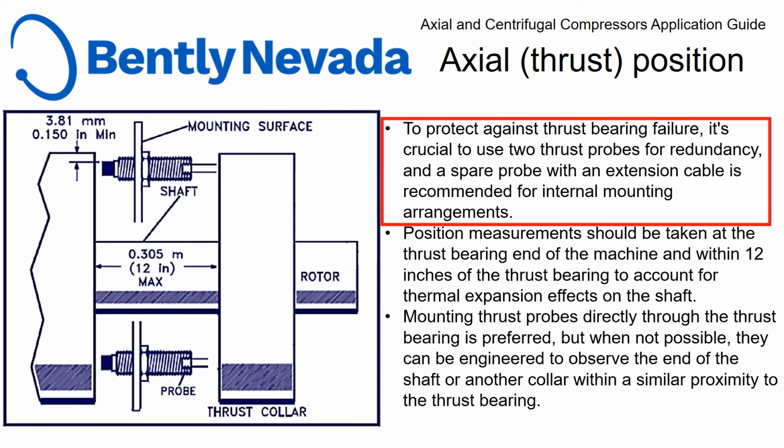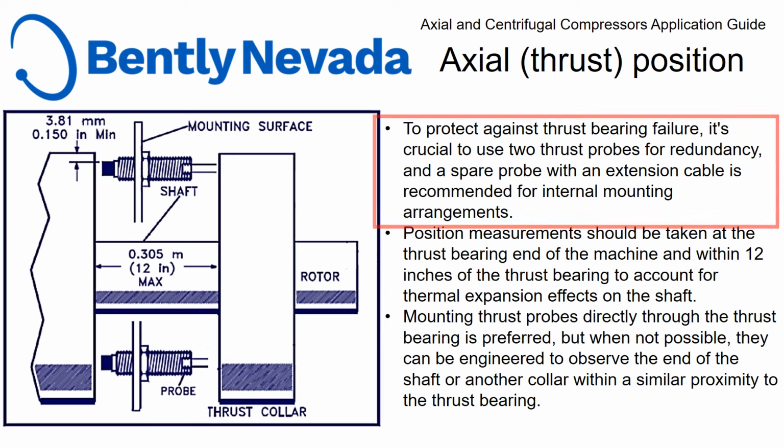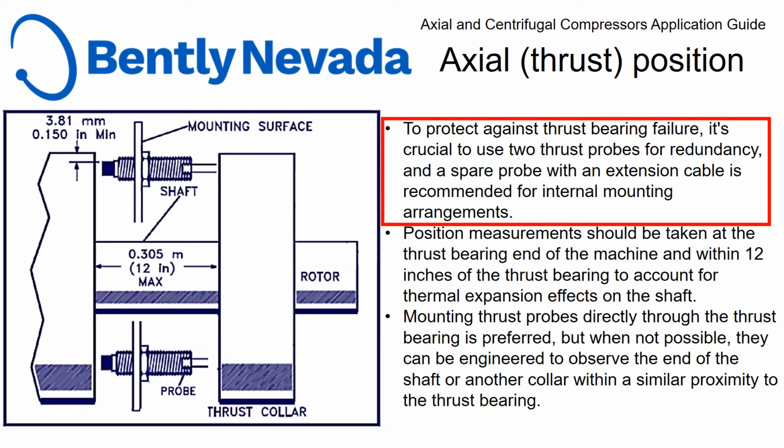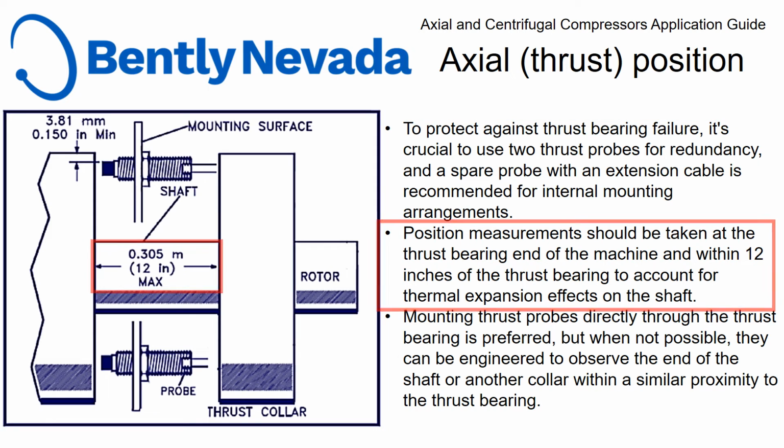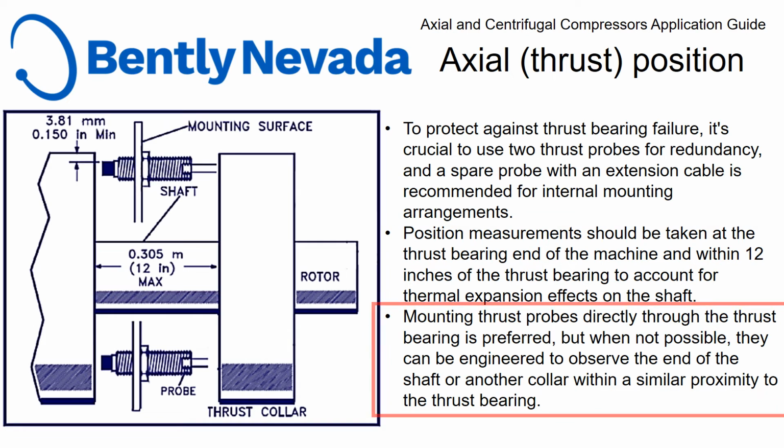To protect against thrust bearing failure, it's crucial to use 2 thrust probes for redundancy. And a spare probe with an extension cable is recommended for internal mounting arrangement. The position measurements should be taken at the thrust-bearing end of the machine and within 12 inches of the thrust bearing to account for thermal expansion effects on the shafts.